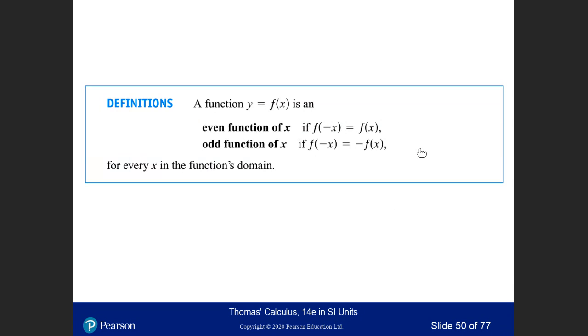Another property is we call f of x an even function if f of minus x is equal to f of x. An odd function if f of minus x is equal to minus f of x. Now, an even function is symmetric about the y-axis. Of course, in order to have an even function, f must be defined on both x and minus x. And an odd function is symmetric about the origin.